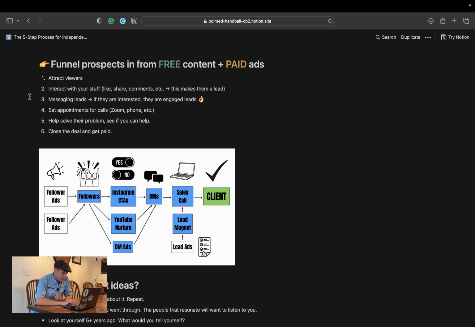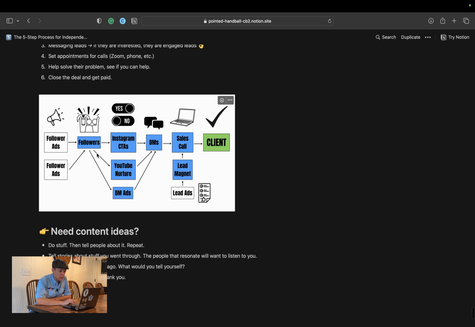The first thing is you attract viewers. They interact with your stuff. You message them. You set appointments with them. You help them solve their problems. And then you close a deal and get paid. You have advertisements. They'll get you followers. Those followers respond to your call to actions. They'll be nurtured on YouTube, respond to your messaging ads, and they'll find their way into your DMs. From the DMs, they'll book sales calls. And then from that point, become clients.